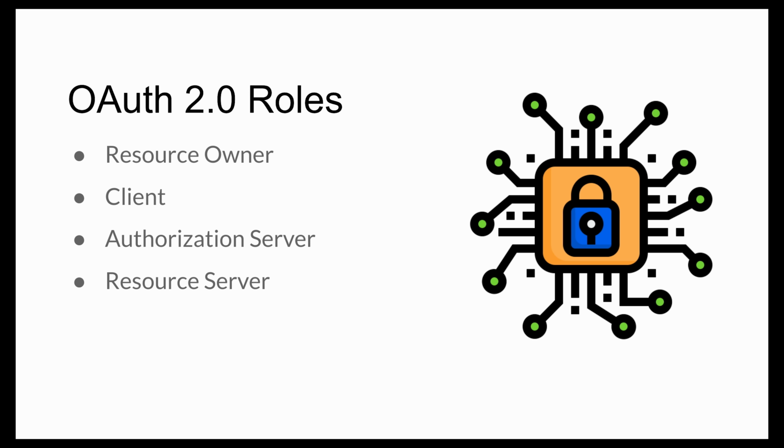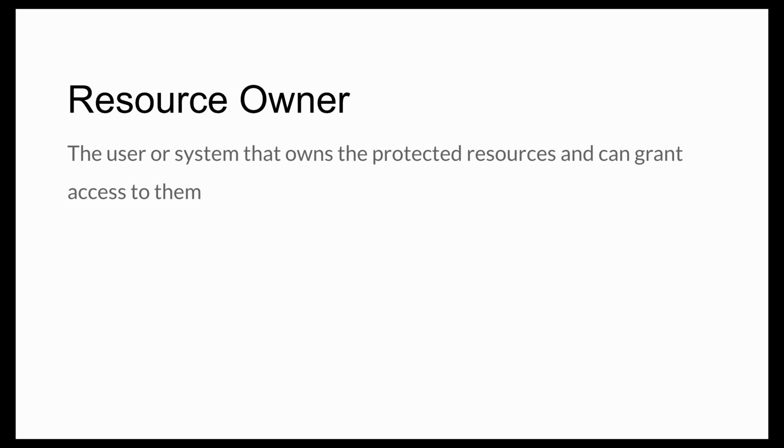Now in OAuth 2.0, these are the basic jargons that you need to understand, because everywhere this will be the thing that we will be talking about: the resource owner, client, authorization server, and resource server. The entire OAuth 2.0 depends on this, and you will be implementing this only. Let's understand the resource owner. What is a resource owner? A user or system that owns the protected resources and can grant access to them.